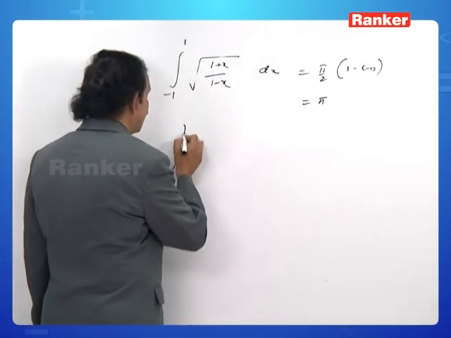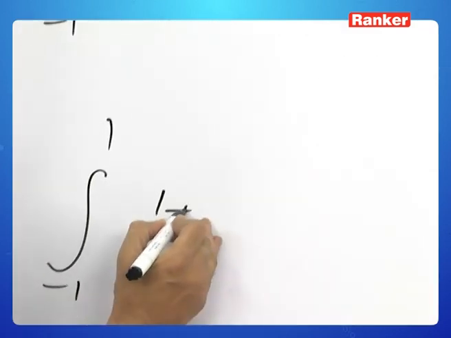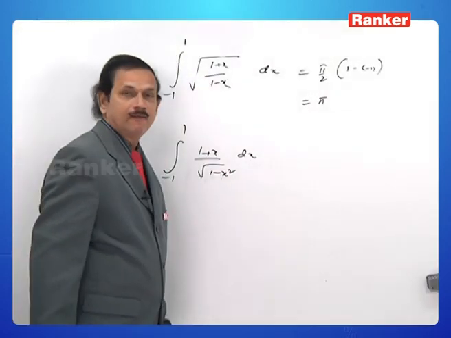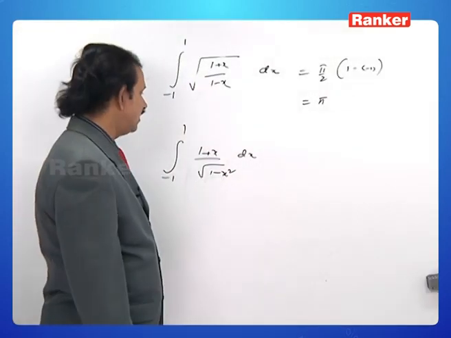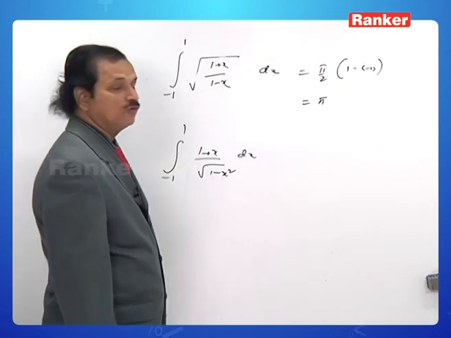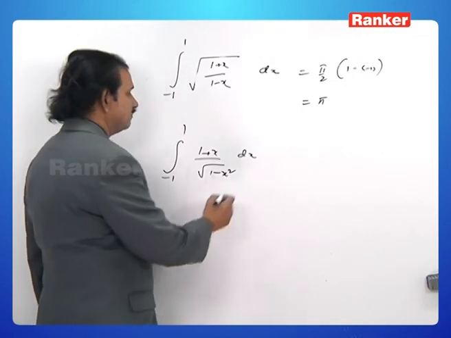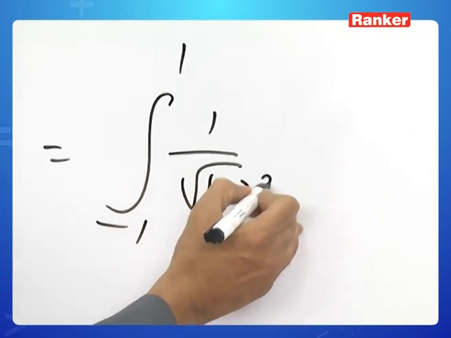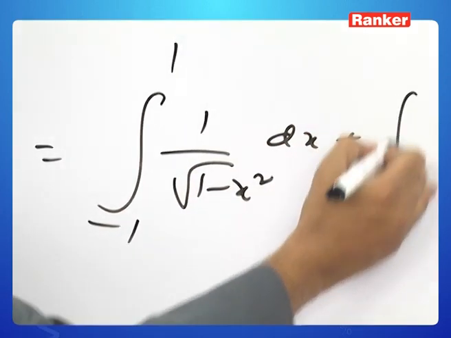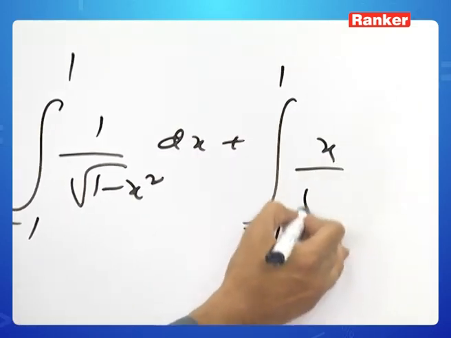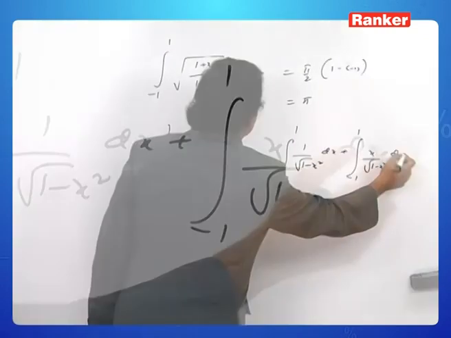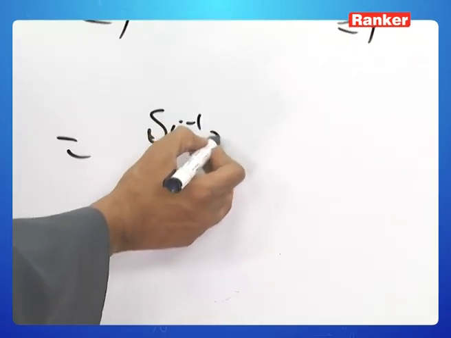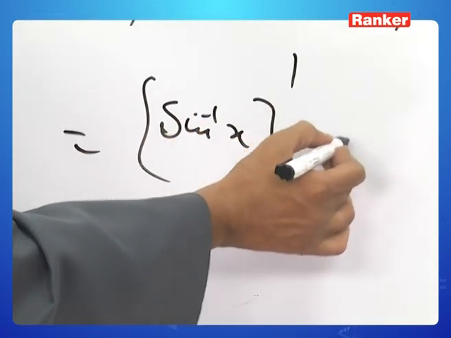This is the integral from -1 to 1 of square root of 1 plus x by square root of 1 minus x dx. I could have multiplied the numerator and denominator with root 1 plus x. So this can be split again into two integrals. Integral -1 to 1 of 1 by root of 1 minus x square dx, plus integral -1 to 1 of x by root of 1 minus x square. This first one, 1 by root of 1 minus x square, gives sine inverse x between the limits -1 and 1, plus this is 0.